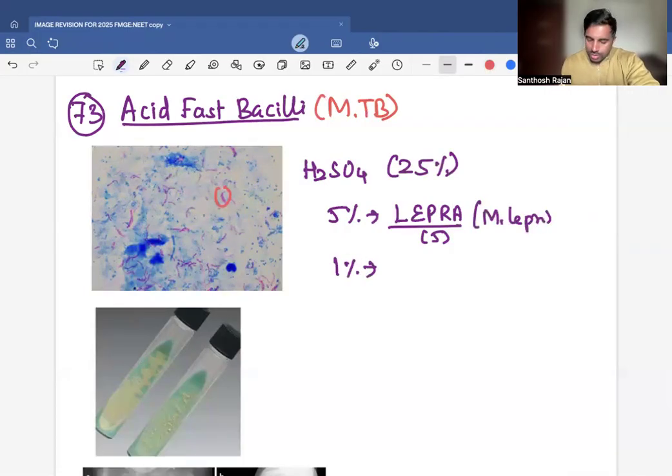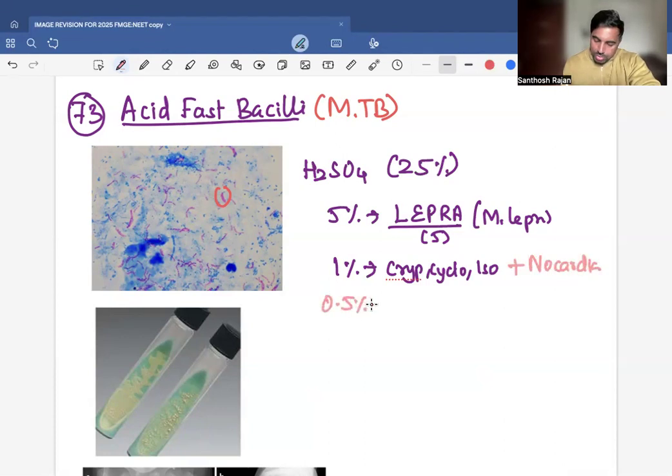1% is for all the acid fast parasites you already read: Cryptosporidium, Cyclospora, Isospora, segments of Taenia saginata, hooklets of the hookworm and so on. But here important is Nocardia, also 1%. Of course, 0.5% is usually for spores and sperms. That's a repeated question, not going to talk about it here. So this is how it looks.